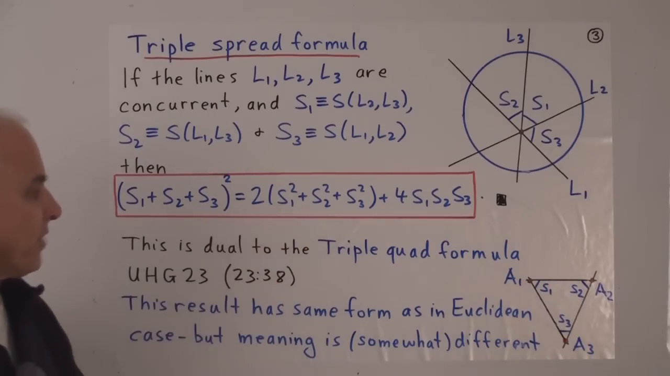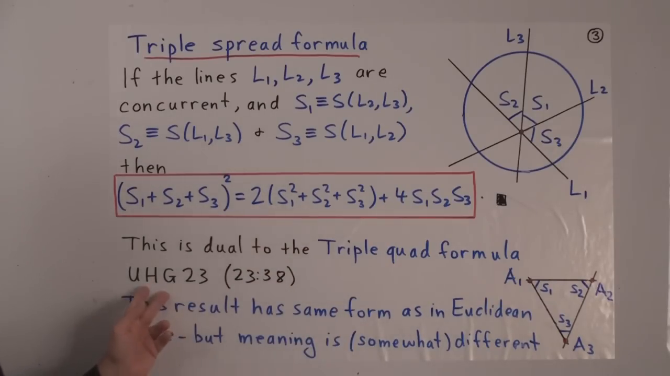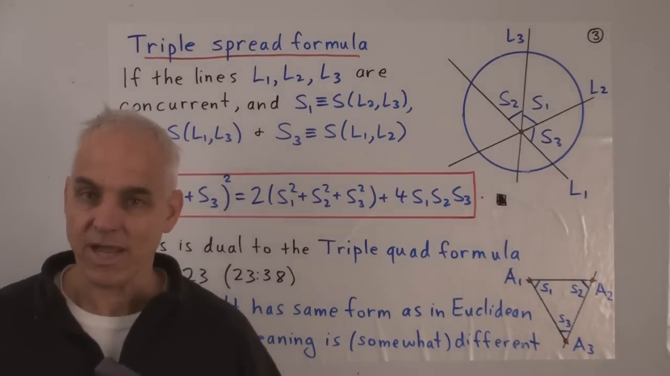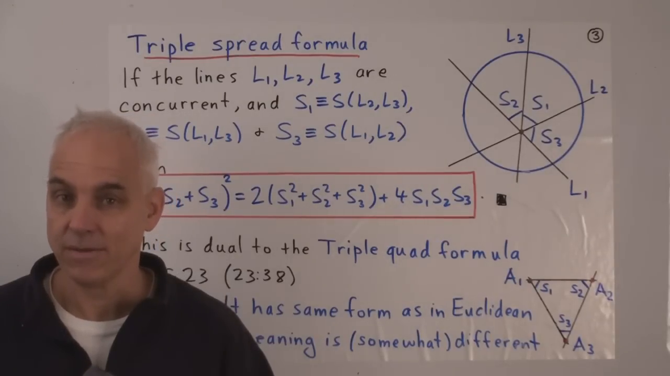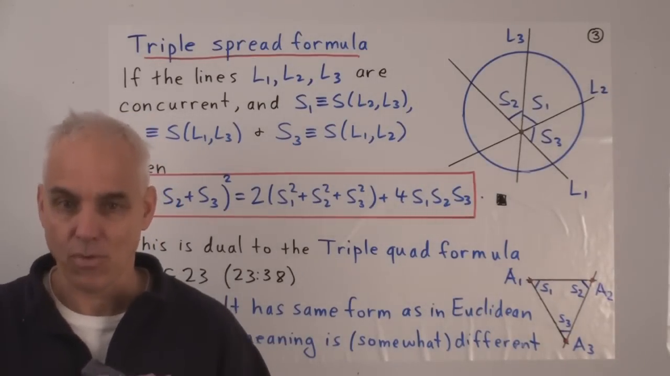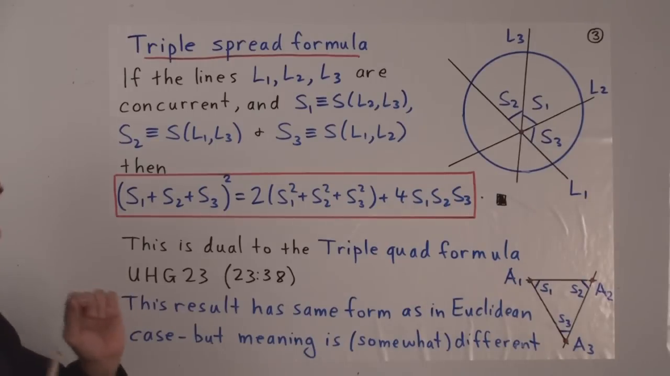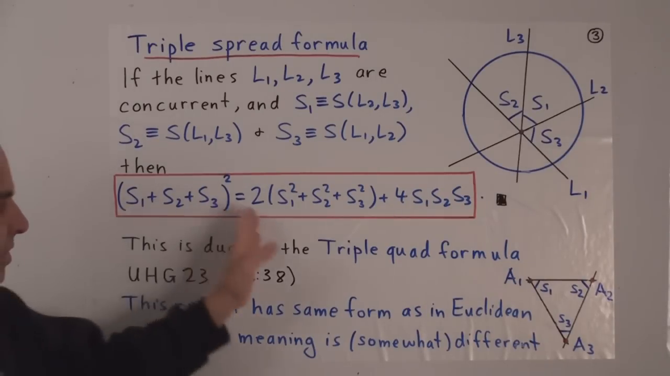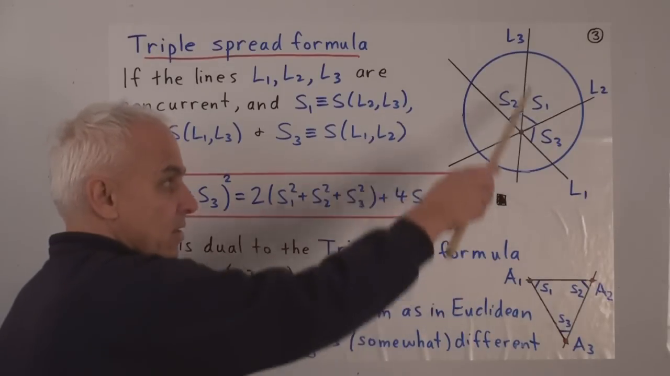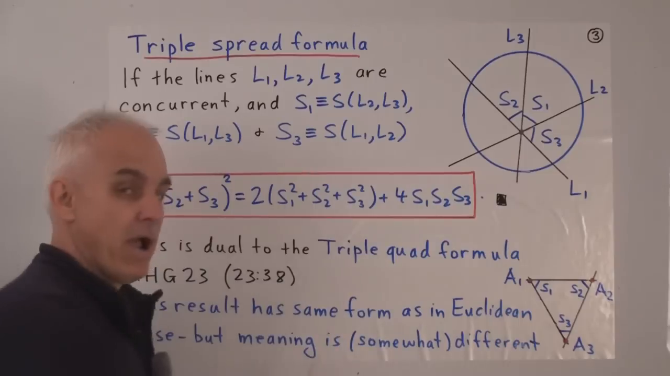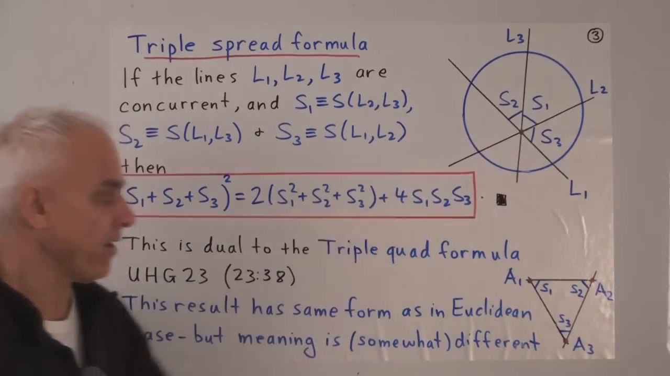So this is dual to the triple quad formula, and that's described in the video UHG 23. The formula, of course, has the same exact form as the triple spread formula in rational trigonometry, in the ordinary Euclidean planar setting. But the meaning is slightly different. In that setting, in the Euclidean case, this formula applies also to 3 concurrent lines and the spreads made by them. So the same picture as we get here.